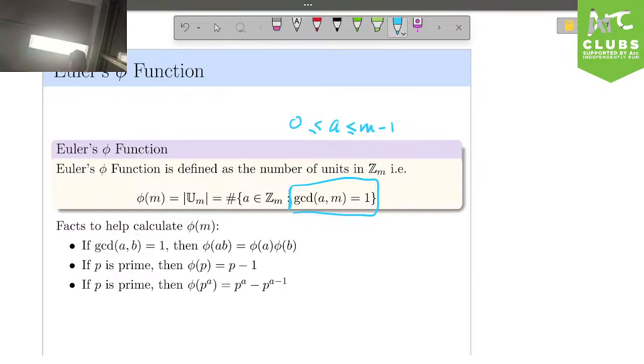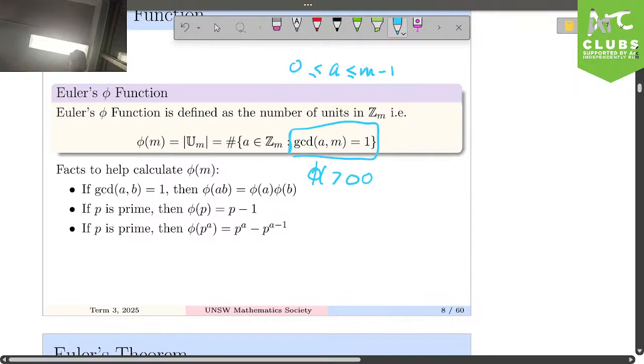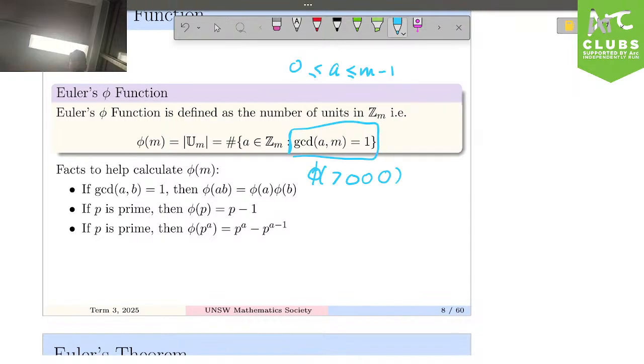So let's do an example of how to calculate a phi function. Let's do phi of 7,000. Phi has a couple of properties. It's multiplicative in coprime factors. What does that mean? It means if I factorize this 7,000 into its prime elements, I can split apart my phi function.